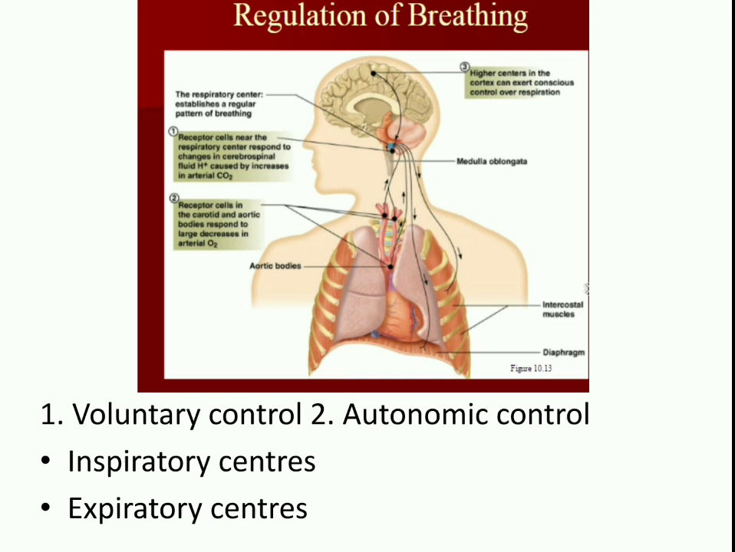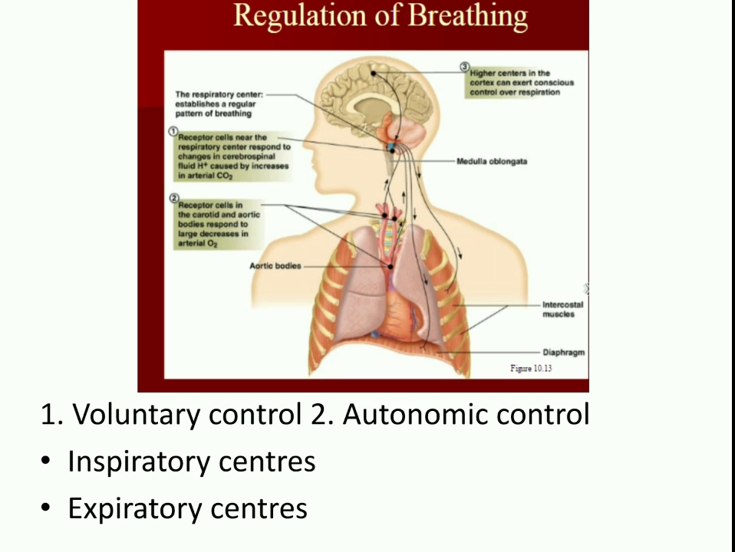And the second is autonomic control. Here, the autonomic control has centers situated in the medulla oblongata, and the same can be guided with the help of higher centers, which may be located in the cortex and can lead to conscious control over respiration. And generally, those respiratory centers try to establish a regular pattern of breathing, and for that, the stimulus arises from the same system, that is the lungs itself.